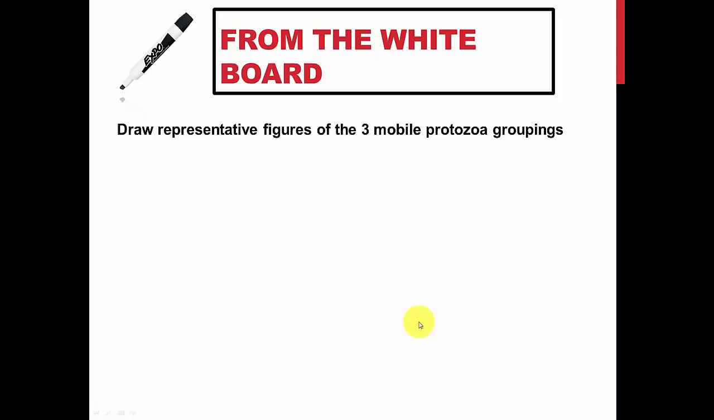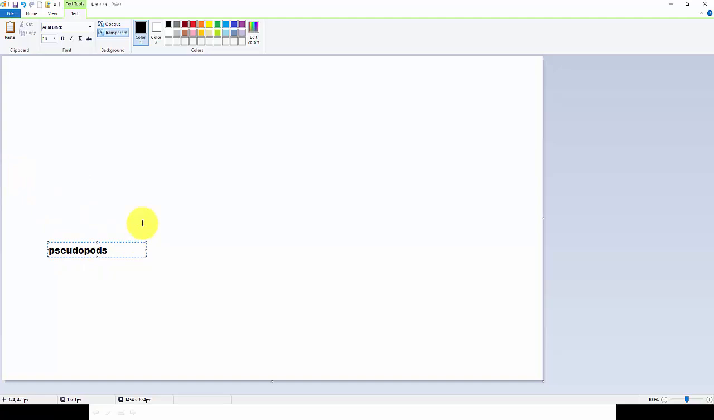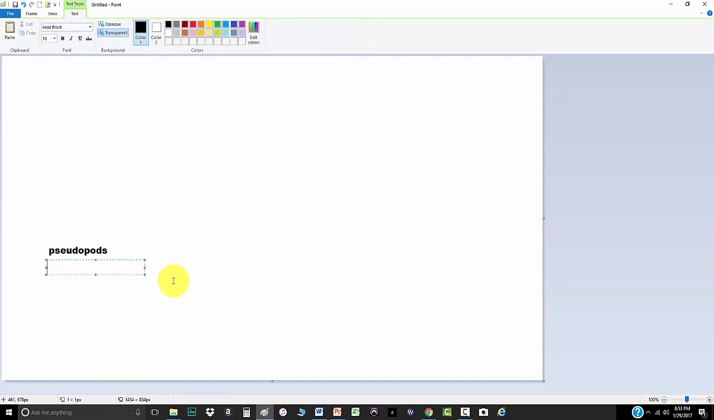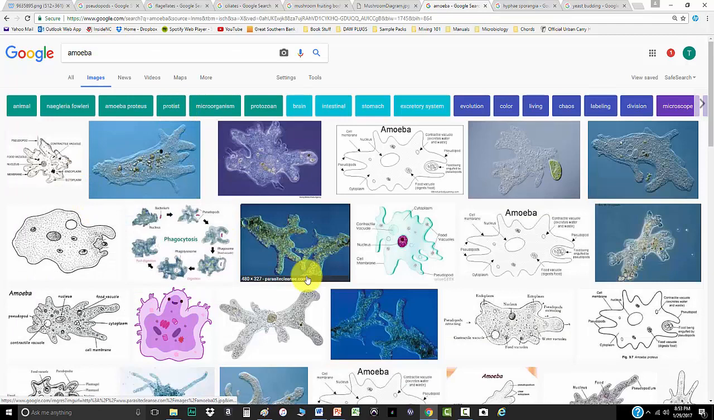So real quick, let's look at a couple representations of these four, make a few quick drawings here. We'll keep this relatively simple. The first one, the pseudopods, they tend to have a very irregular shape. A lot of people may be more familiar with the term amoeba. Amoeba is an example of a pseudopod. Just to give you an idea, this is what amoeba looked like. And here's a picture even showing a pseudopod.